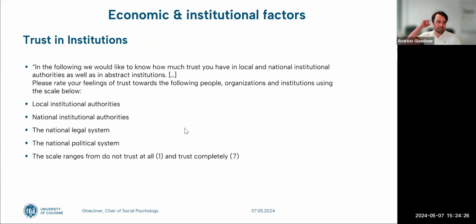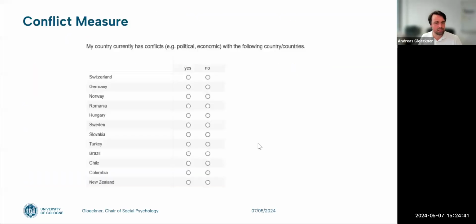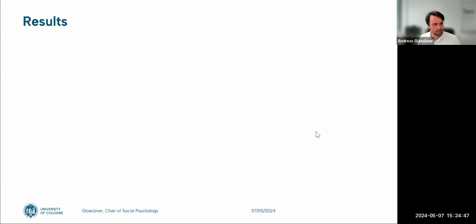Trust in institutions was measured like that: "In the following, we would like to know whether you trust local national institutions, for instance, local institutional authorities, national institutional authorities, legal system, political system, etc." Conflict was measured like that. All people indicated whether they had conflict with Switzerland, Germany, and so on. So this is our measures.